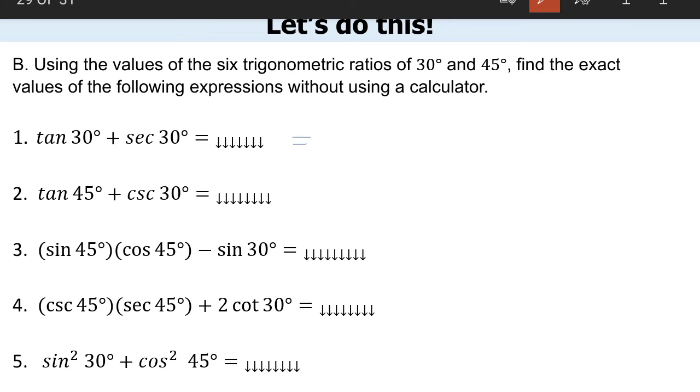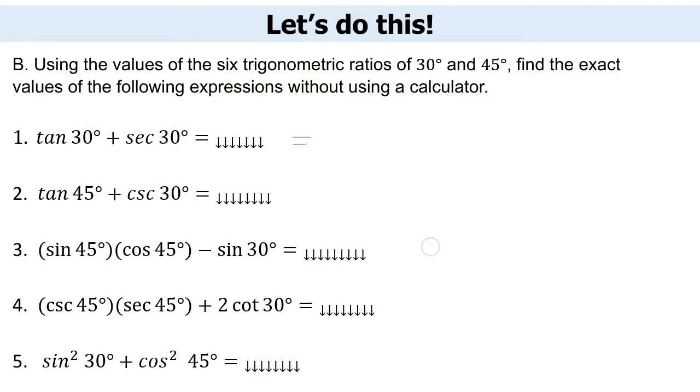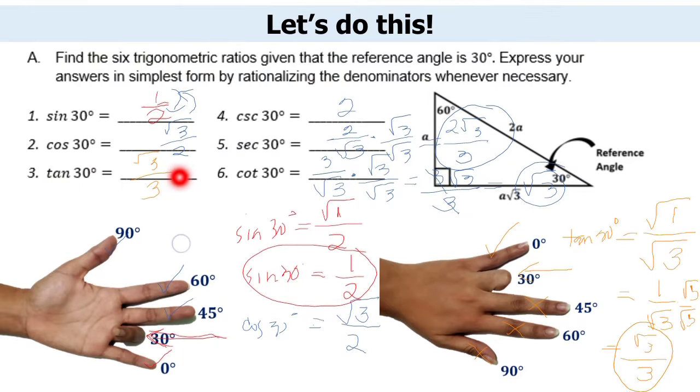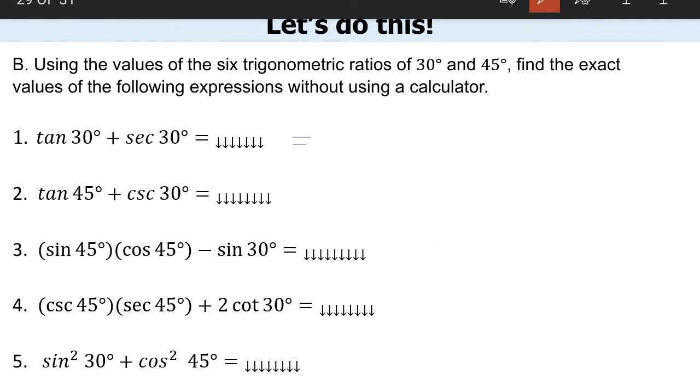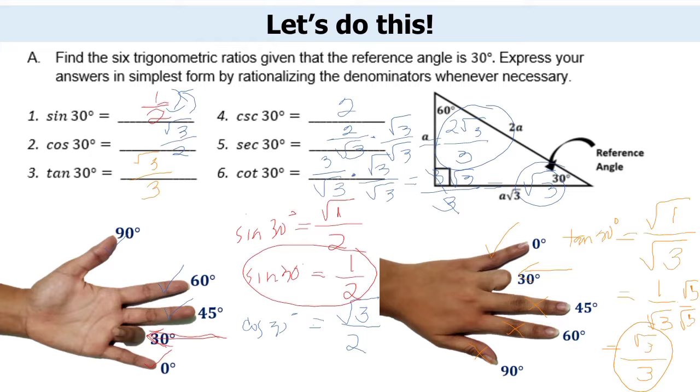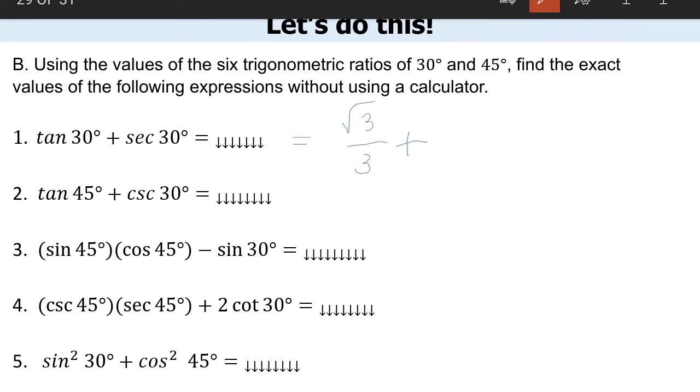So tangent 30 degrees plus secant 30 degrees is, so what is tangent 30 degrees? If you will go back, tangent 30 degrees is square root of 3 over 3. So we will put here square root of 3 over 3 plus, what is secant 30 degrees? If we will go back, secant 30 degrees is equal to 2 square root of 3 over 3. So we will write here 2 square root of 3 over 3. So that is tangent 30 degrees plus secant 30 degrees. And if we will further simplify, the result will be square root of 3. So just show your solution by yourself, okay? Because it is already 50 minutes.